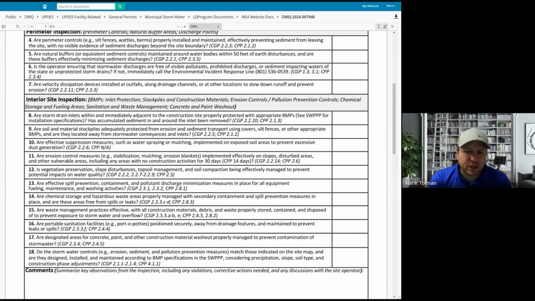Next up, chemical storage and hazardous waste areas. We don't have a lot of chemical storage and hazardous waste areas on our sites, but if you end up on a site that has chemical storage or hazardous waste, make sure it is in secondary containment or indoors, right? It has to be under cover or in secondary containment, and we have to watch out for those.